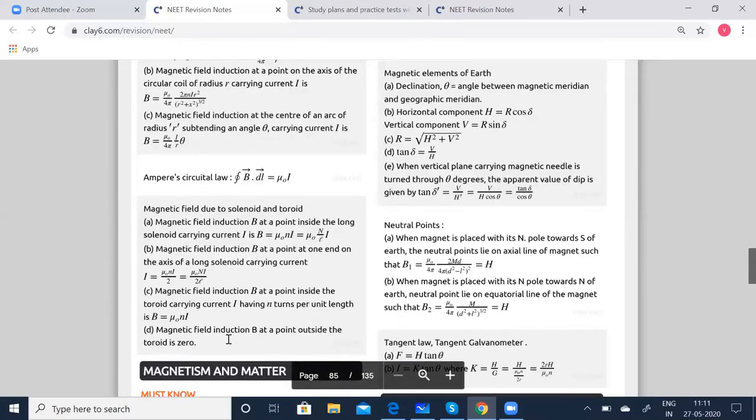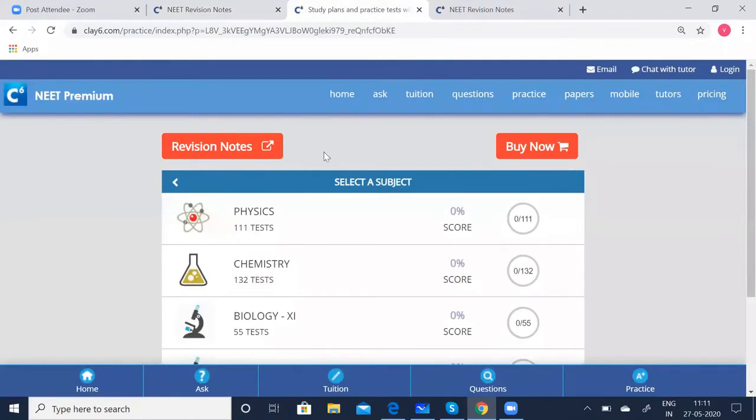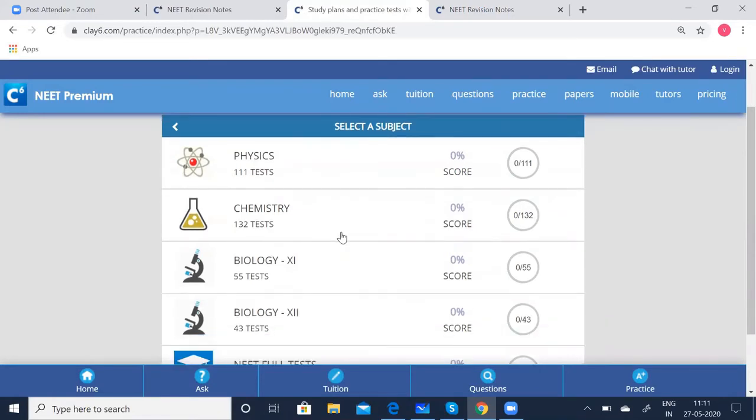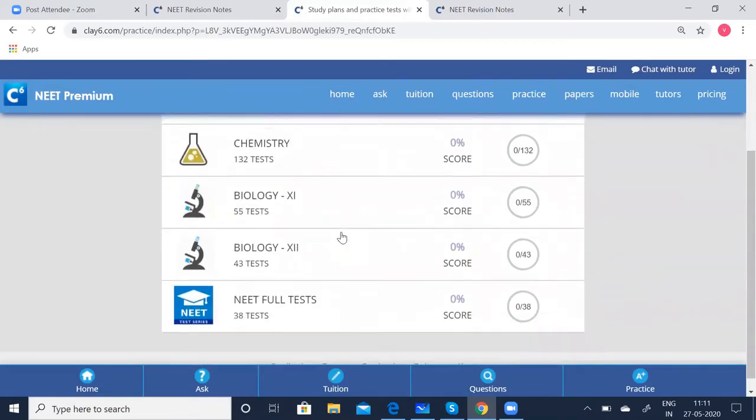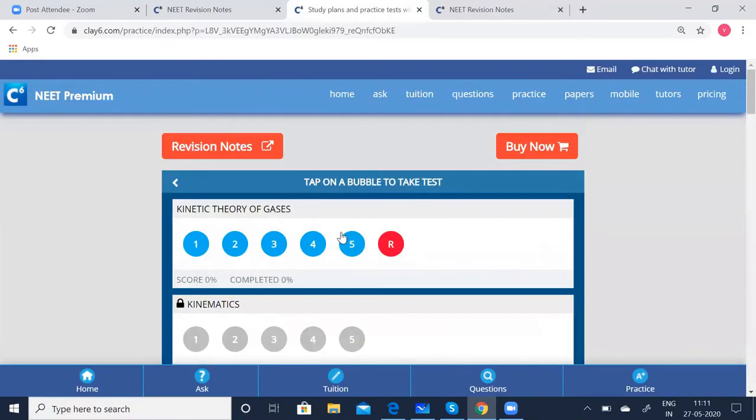So these are the important concepts you'll have to know. Memorize all the formulae, make yourself thorough with all the concepts, and then later on we can go to the tests. So we have about 111 chapter-wise tests for physics. We have chapter-wise tests for chemistry and biology as well, and NEET full tests also. Once you're thorough with all the concepts in physics, chemistry, and biology, you can take the NEET full tests. Now let me tell you how to take the tests.